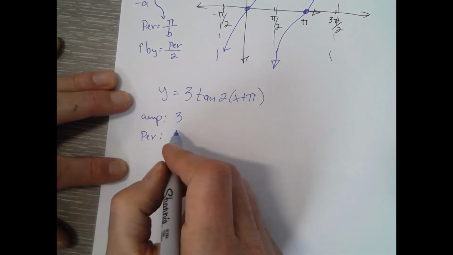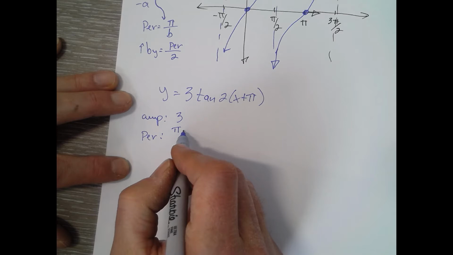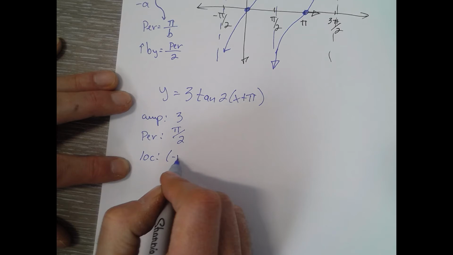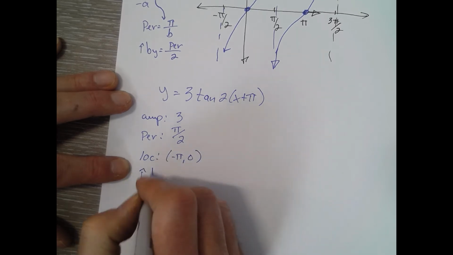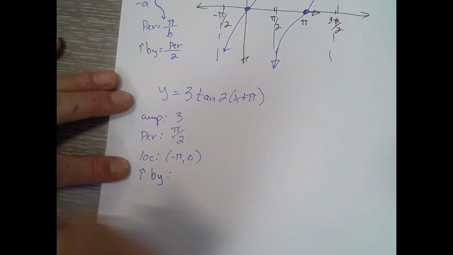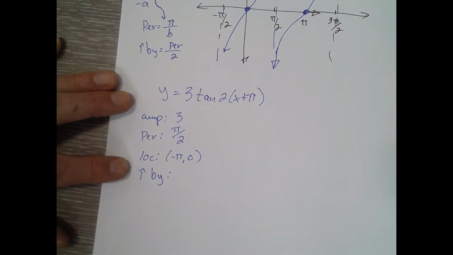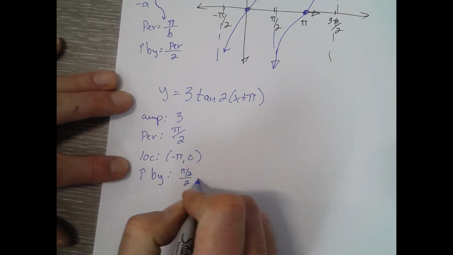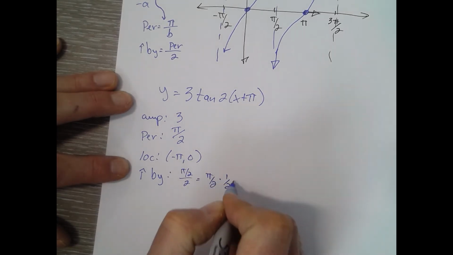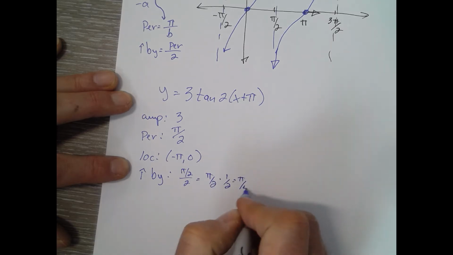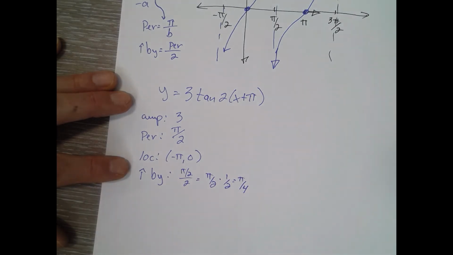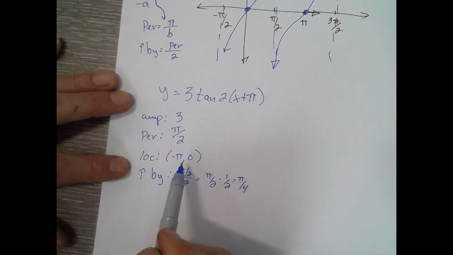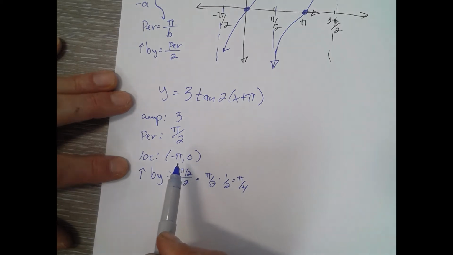All right, so our period is pi over 2. Locator, negative pi, 0, and what's my up by? Good, pi over 2 divided by 2, which is the same as pi over 2 times 1/2, which is pi over 4. So we're going up by pi over 4. Our locator is negative pi, 0, so most of our graph is going to be on the left side of the y-axis.